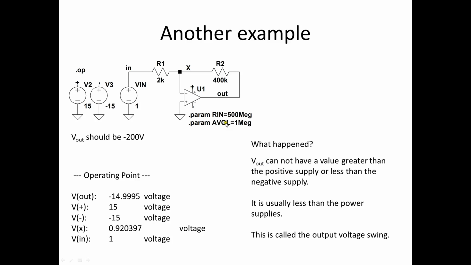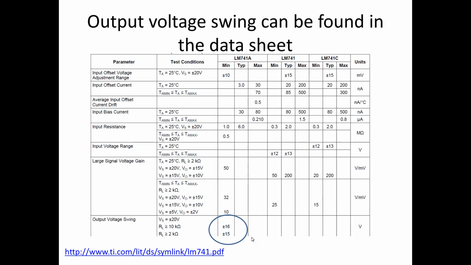Well, the thing is Vout can't be greater than the power supply. So you can't have a negative voltage that goes more negative than minus 15, and you can't have a voltage go more positive than 15. And in fact, in most op amps, you can't even go up or down to the power supplies. And this is called the output voltage swing, which you can find on the data sheet.